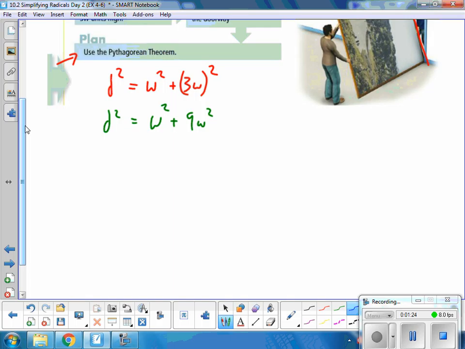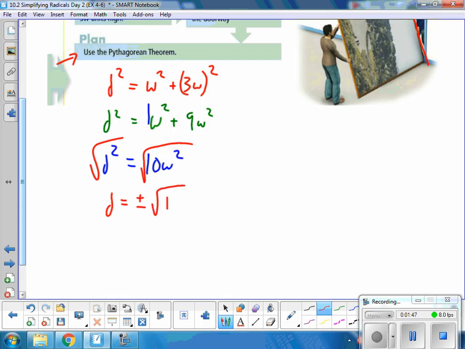I have w squares all over the place. So d squared equals, I have 1 w squared here and 9w squared there, so a total of 10w squared. Then I'm going to take the square root, and I end up with d equals, it is true, plus or minus the square root of 10w squared, but we're not going to have a negative measurement, so I am not going to use the negative version. I'm just going to stick with the positive one. Keep it positive, ladies and gentlemen. So it's the square root of 10w squared. The square root of w squared is w itself, and so my answer is w times the square root of 10. That's the most I can simplify that radical, or the most I can factor out of it.